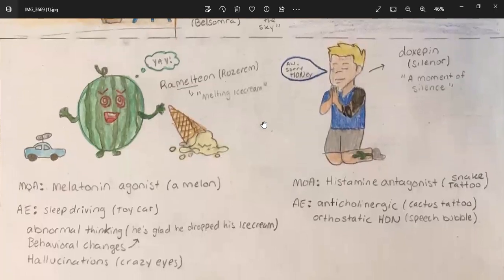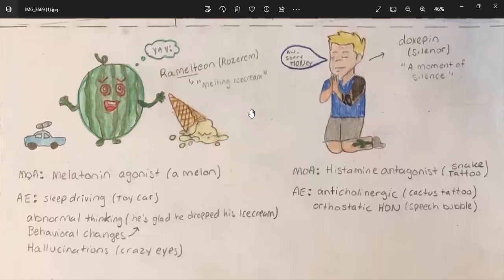So a couple more drugs for sleeping. Here we have a melon who dropped his ice cream and it is melting. So melting ice cream is to help you remember ramelteon. And he's a melon because this is a melatonin agonist. So melatonin agonist. The adverse effects are sleep driving. So we have a toy car here.